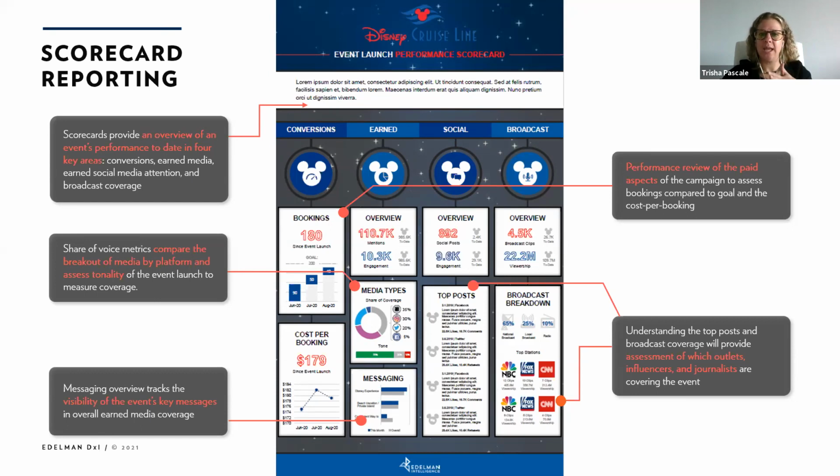And then pulling in everything from broadcast coverage to key topics or posts on social. Then we also want to pull in some of the quality metrics, like what was the messaging? How often are people doing things? And then made-up bookings and cost per booking, just to showcase how we could look at an event and really tie it to the business impact, but also focus on the comms.